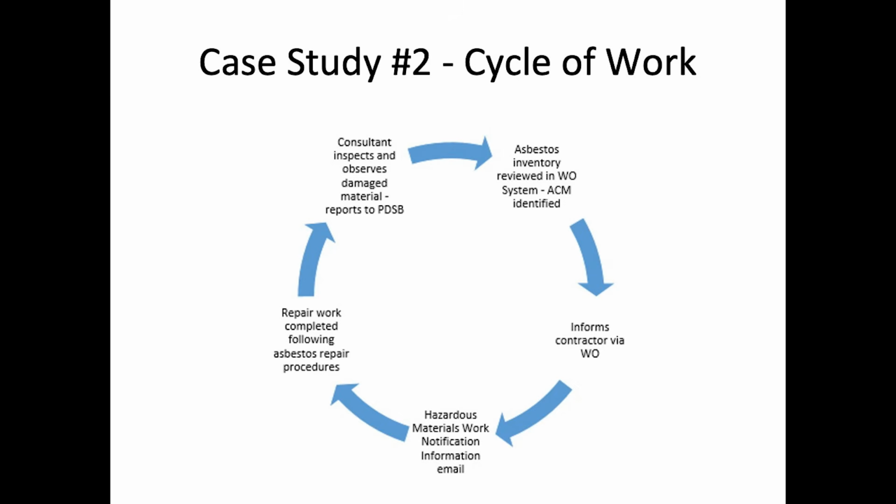In this example, a section of pipe insulation is observed to be damaged and in need of repair. When raising the work order, a maintenance supervisor verifies through the asbestos inventory, as accessed via the work order system, that the insulation is ACM. The work is dispatched and the contractor is notified via the work order of the ACM. Before the work begins, the supervisor creates a hazardous materials work notification. The contractor performs the asbestos abatement using Type 2 procedures. Once the work is complete, Health and Safety reviews the notification but determines that no update to the asbestos inventory is needed since only one small section of piping was repaired.